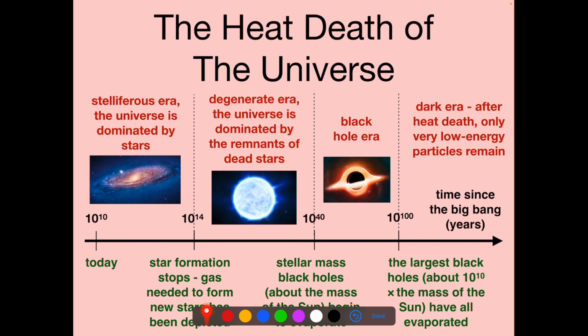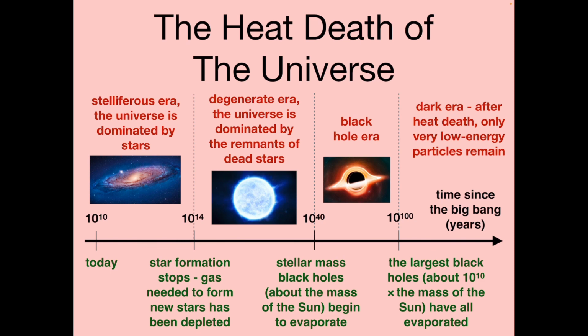And then we'll be living in what's called the degenerate era. So I'm not talking about the 1970s here. I'm talking about an era in the future of our universe where the universe is dominated by the remnants of dead stars. Okay? We're talking about things like white dwarfs and neutron stars and even black holes.